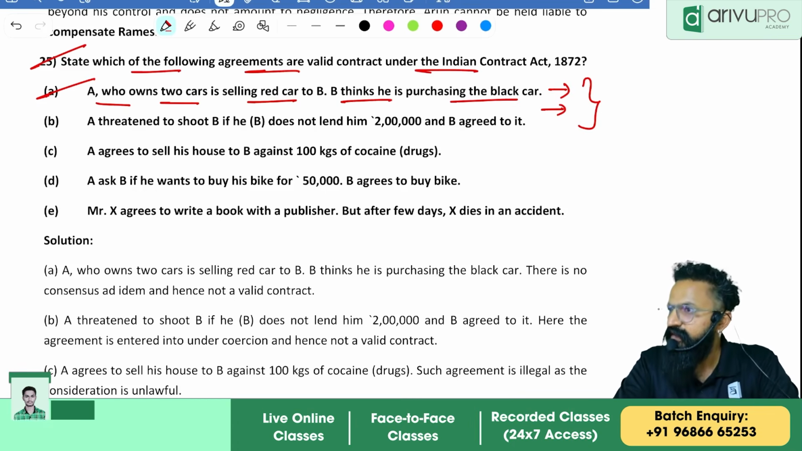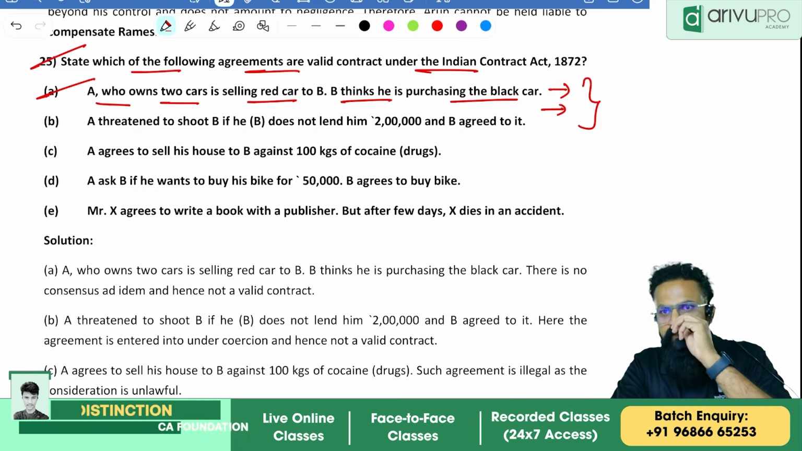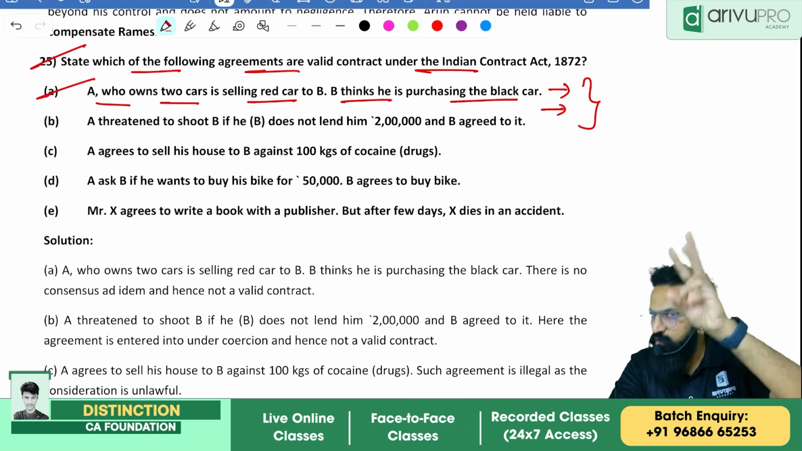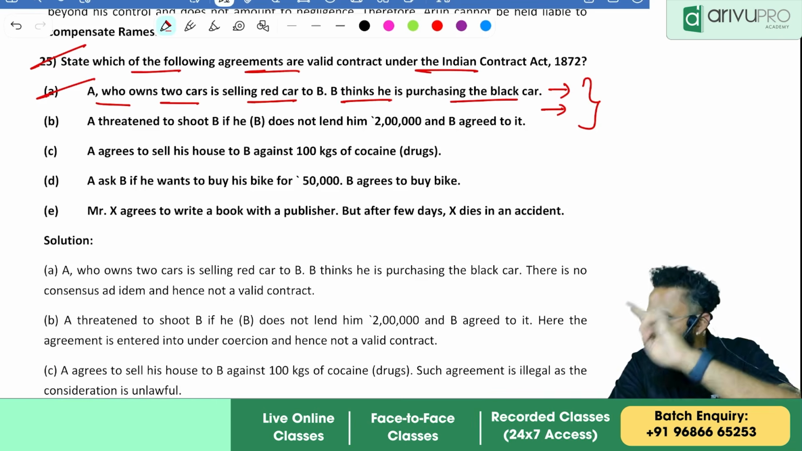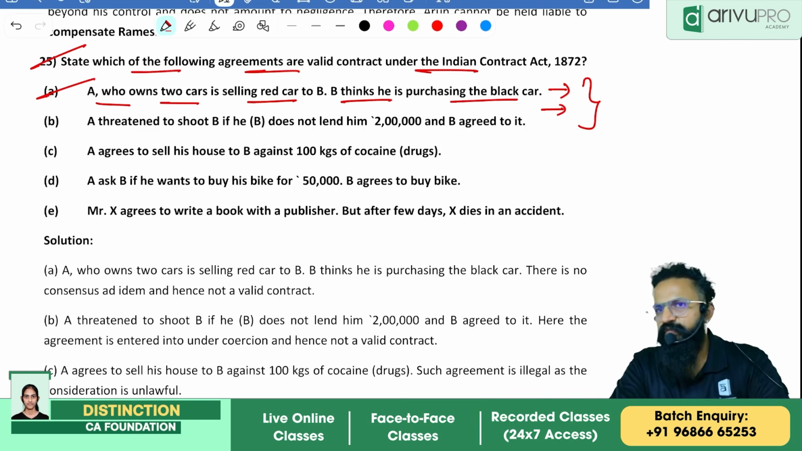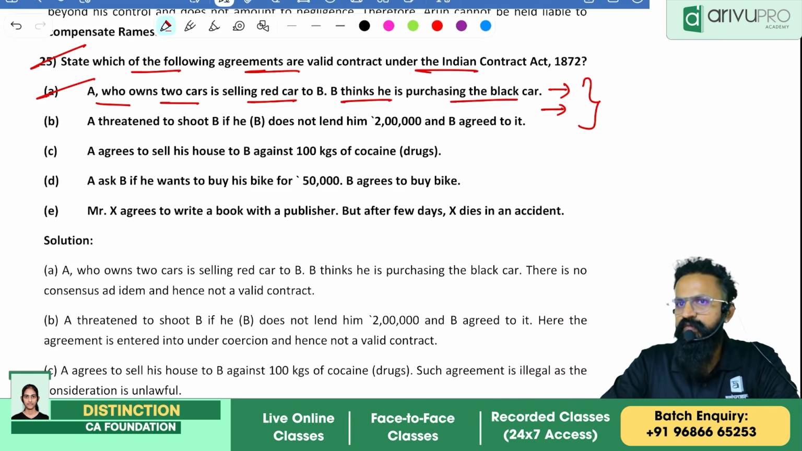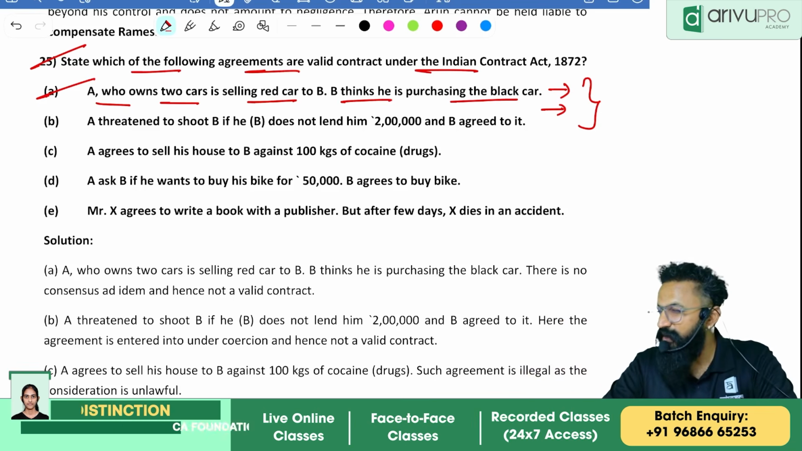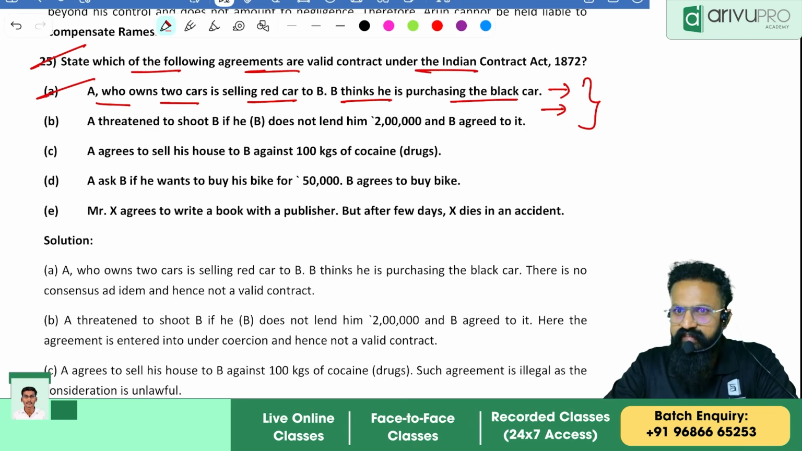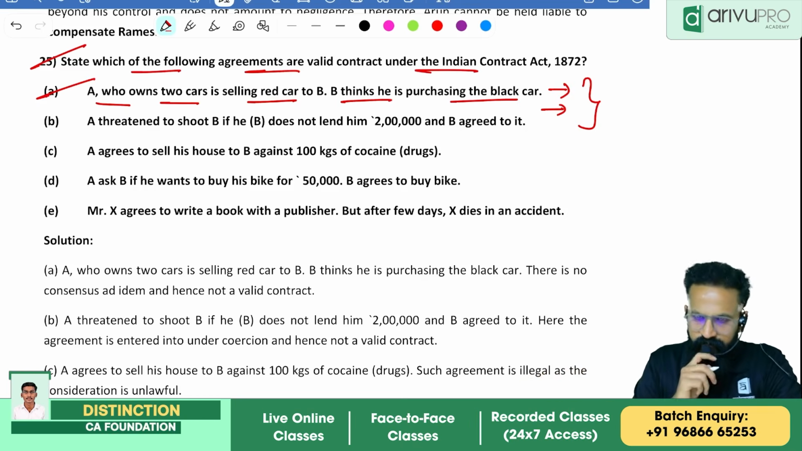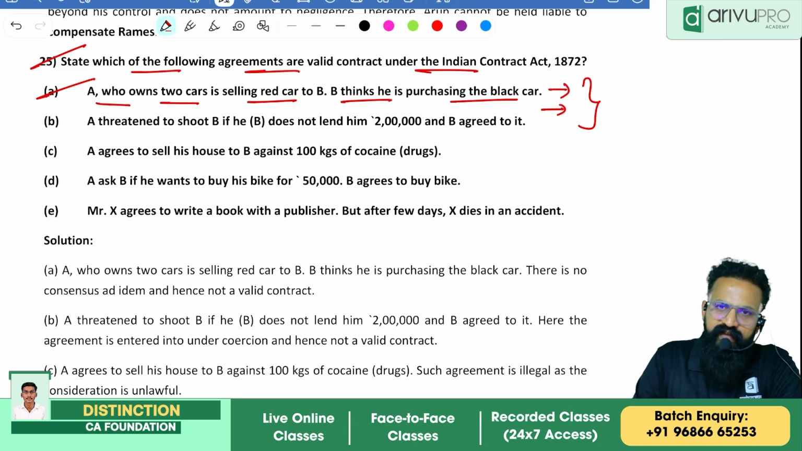It is not valid. If you get confused in any of these cases, you can also write that the given scenario comes under no consensus ad idem, mutual mistake, as well as uncertain offer. These things are the same. Just like I had given you counter offer and unqualified acceptance, they also are the same only, right? So you can always write both. Clear, all of you? Yes? So is it a valid agreement? The answer is no.